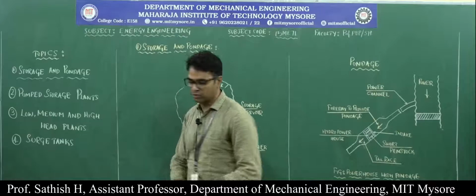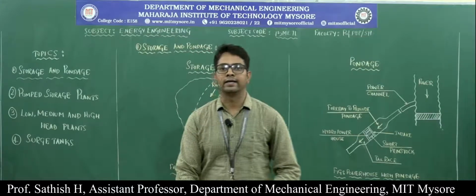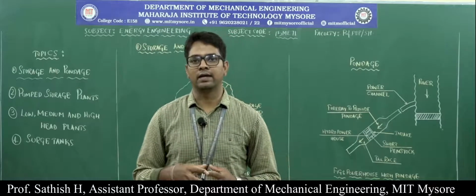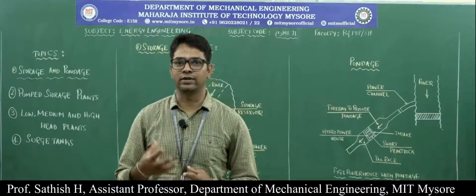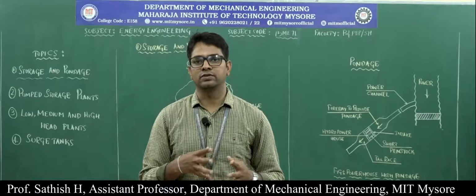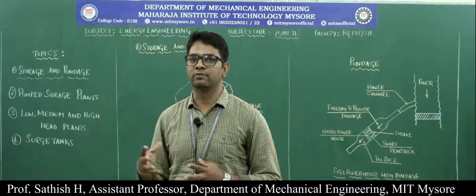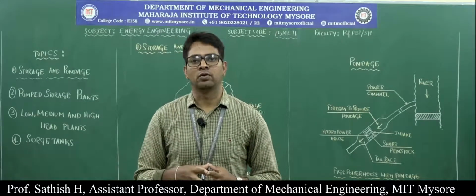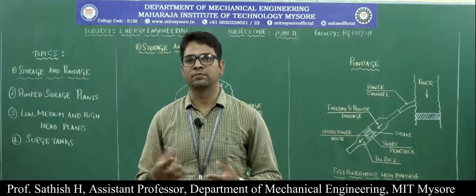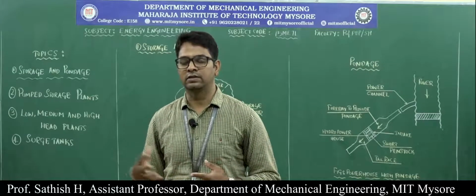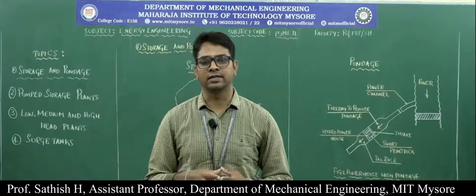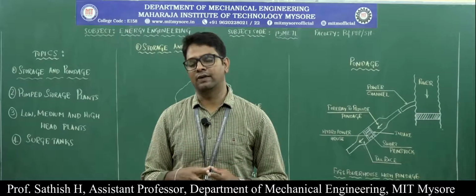The first one is storage and pondage. Under this heading, we will try to understand why we need storage and pondage, and what is the importance of that. We know that we don't have water availability in the river throughout the year. During the rainy seasons, a lot of water is available, and sometimes floods might take place in the rivers, whereas during the summer seasons, we don't have that water at all.